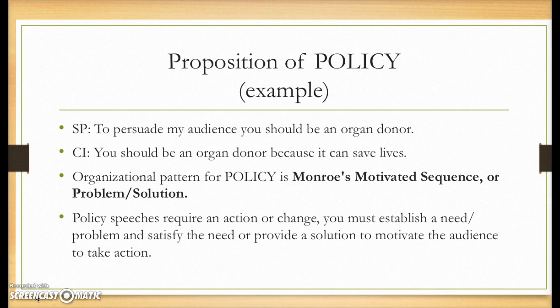The only difference that Monroe's has is that they provide a third point of the visualization step to create the imagery of the benefits of your plan and the consequences if no action is taken. If you do a problem solution, again, please note that is only 2 main points. Point 1 is the problem, point 2 is the solution. No third point is included there. That's only if you do Monroe's motivated sequence.